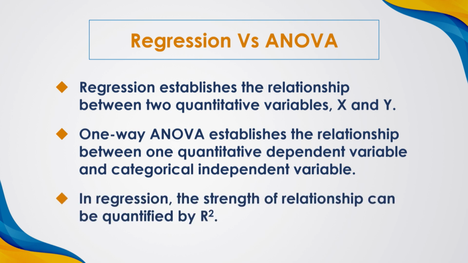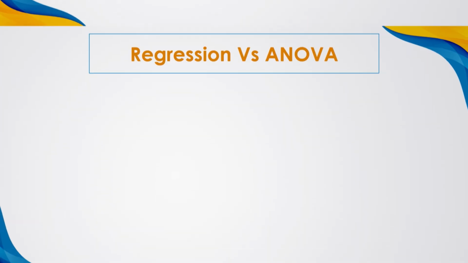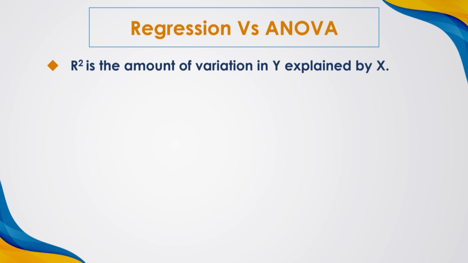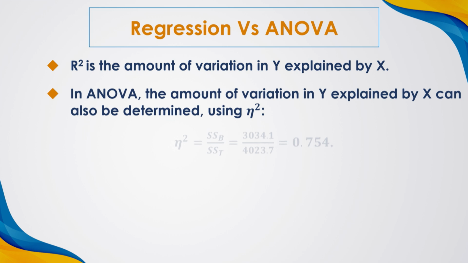In regression, the strength of relationship can be quantified by R square. R square is the amount of variation in y which is explained by x. In ANOVA, the amount of variation in y explained by x can also be determined using eta square. Eta square is nothing but the ratio of between sum of squares to total sum of squares.